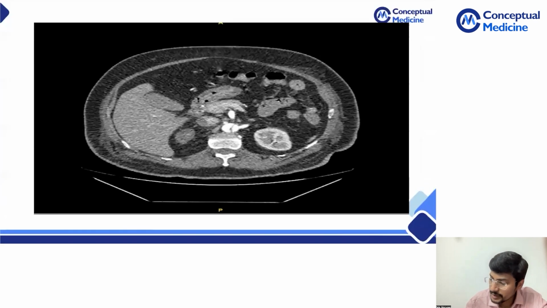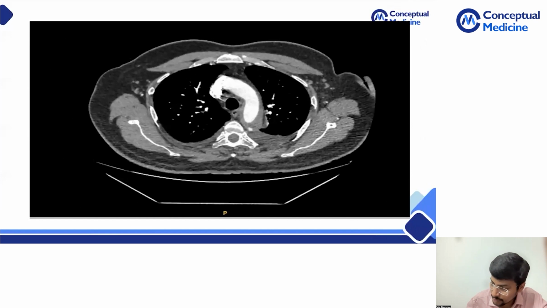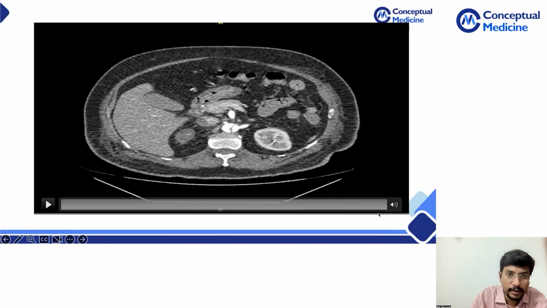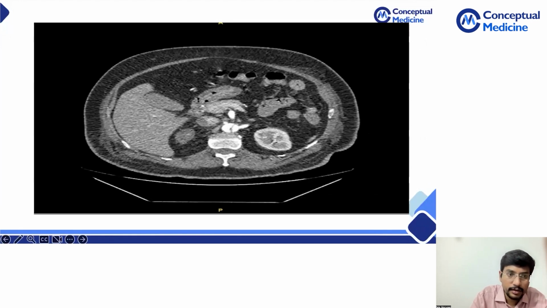So this is seen in the abdominal aorta. If you are not very careful, you will definitely miss that. So that is the dissection flap in the abdominal aorta.